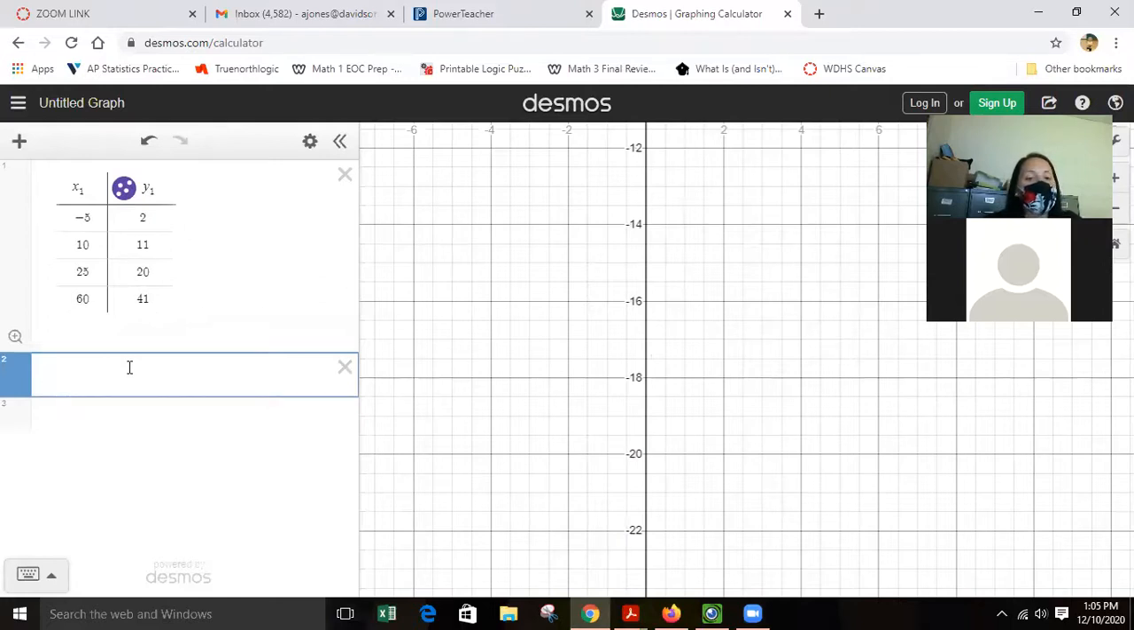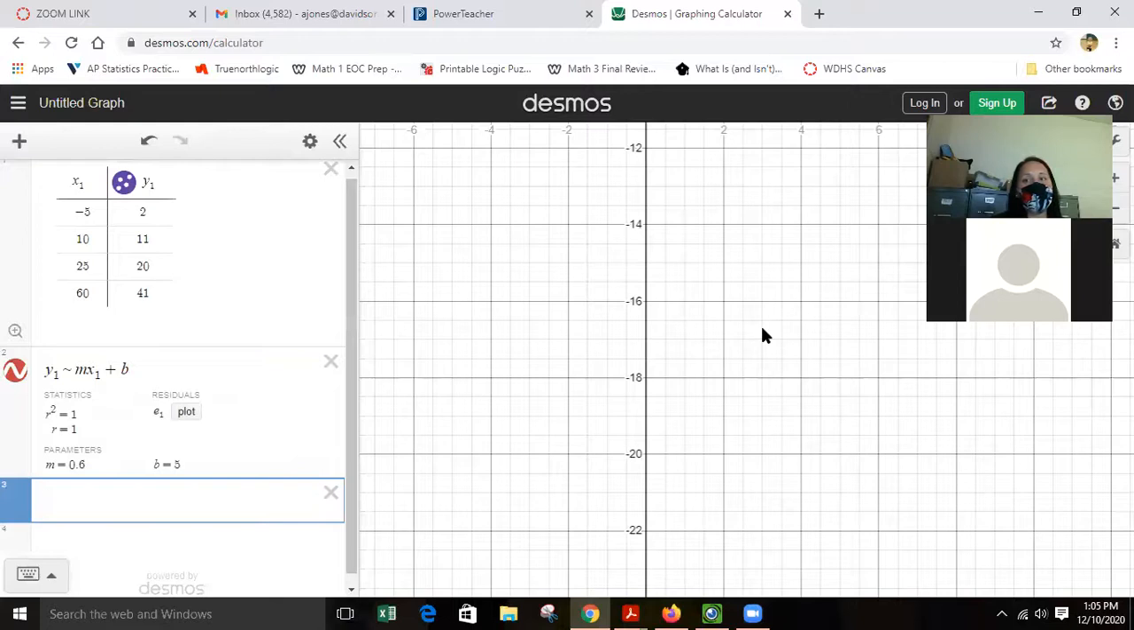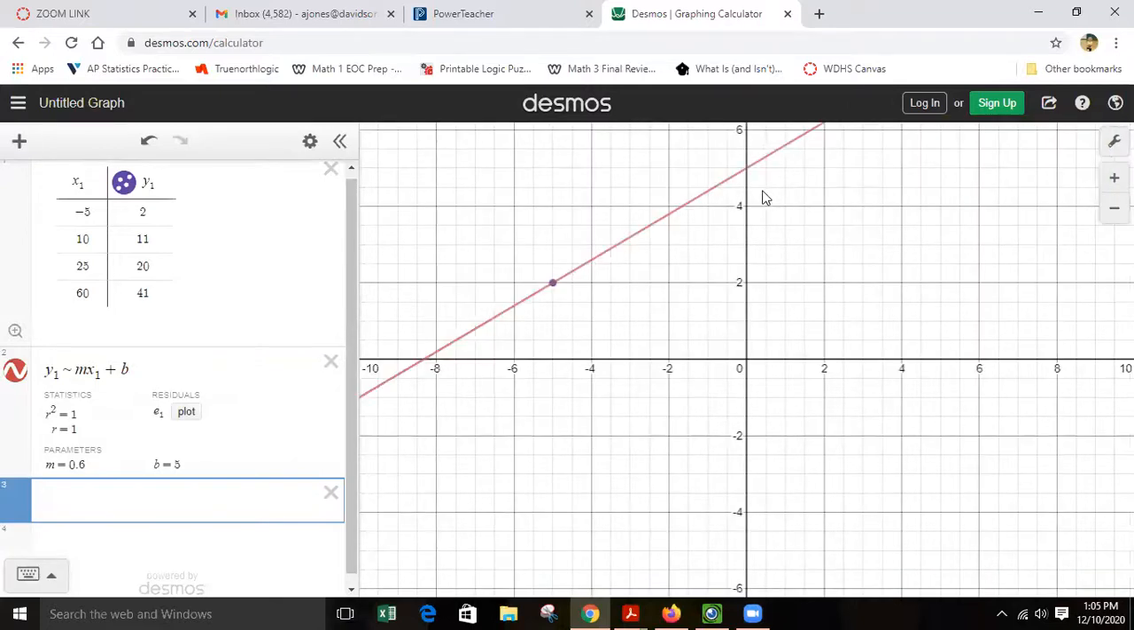You have to remember, it's got to go in exactly like I type it. Y1, and then you'll do shift and the key beside number 1. It's called a tilde. Okay, so it's a little squiggly line. Then mx1 plus b. And then if I go home, I can see my y-intercept now, and it's at 5.